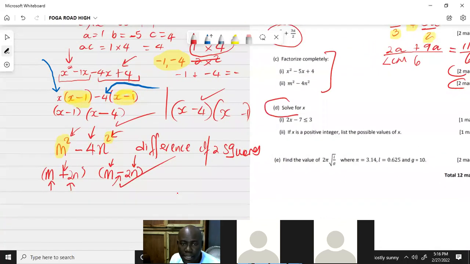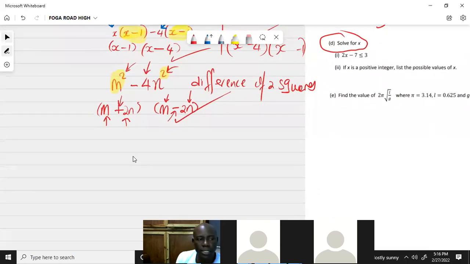So let's look at the D part. It says solve for x. I'm going to push that up there in the corner, and then I'm going to put the question down here. The D question says 2x minus 7 is less than or equal to 3. When a lot of people see this, they think it's a difficult task. It's not. There is what we call an inequality there. It's called an inequality because it's not an equation. It's an inequation because of this symbol right there.